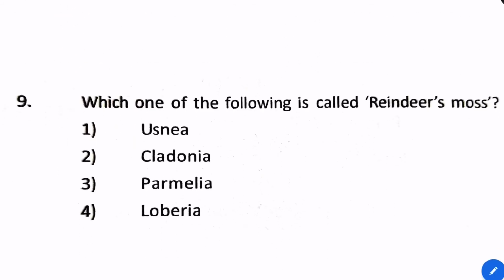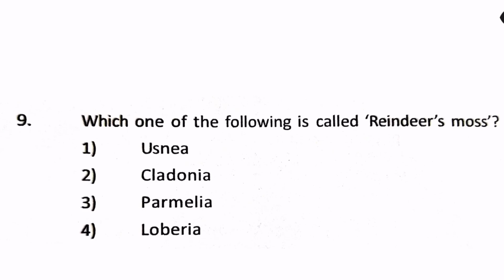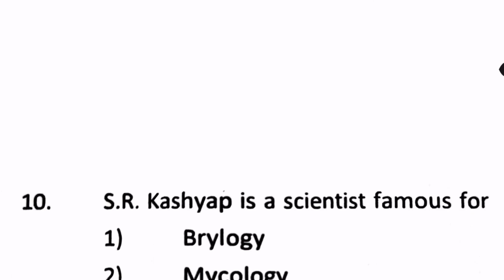Okay, so first question from 2018. Which one of the following is called the reindeer moss? Is it Usnea, Cladonia, Parmelia, Lobelia? Though it's not a bryophyte question, since moss is written, I chose this question here. The answer will be Cladonia, which is actually a lichen we are referring to here. Reindeer moss is a very frequent question in entrance exams, and the answer is Cladonia.